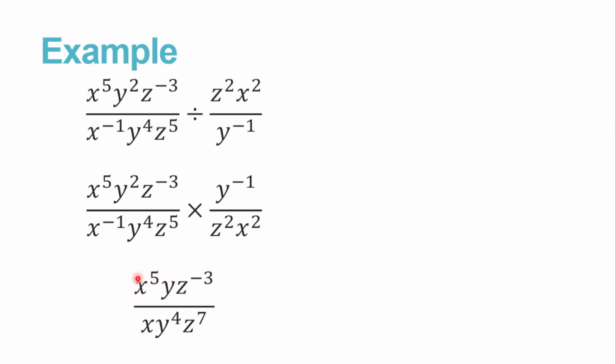We have our x here, and we have also the x in the bottom. So when we multiply, we add, but now when we divide, we're going to subtract. So x raised to 5 divided by x, that will give you 4, since 5 minus 1 is 4.